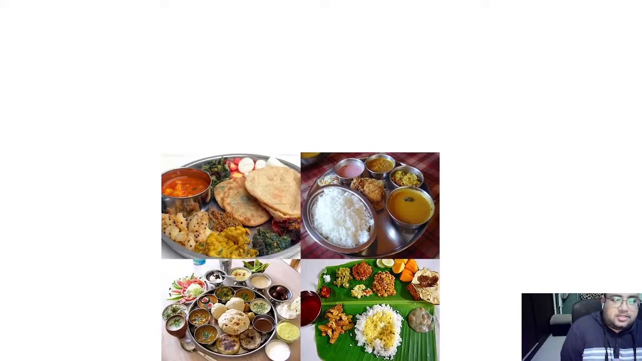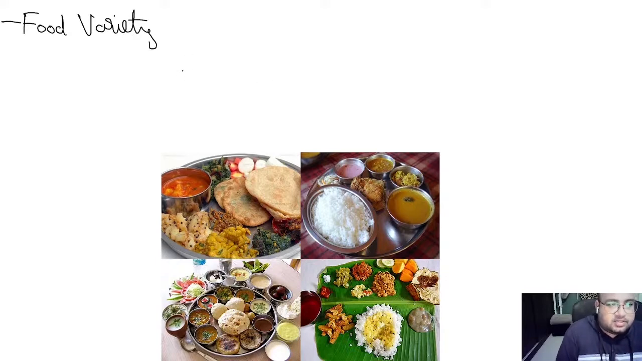Okay, the next topic is food variety. So what is food variety, students? Multiple dishes are known as food variety. Here you can see an example of multiple dishes. There are different dishes here. You can see a plate of different thalis here. So this is known as food variety.